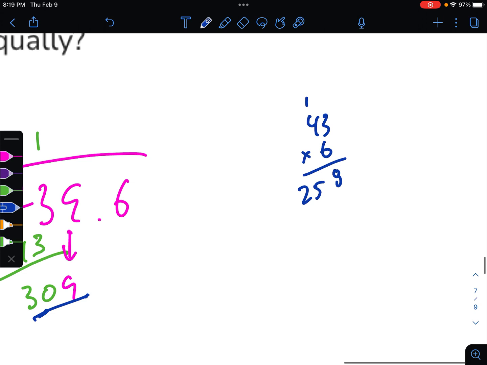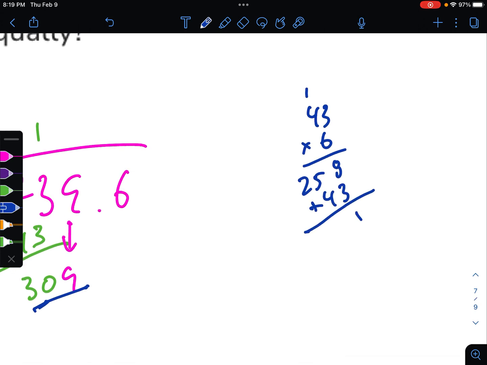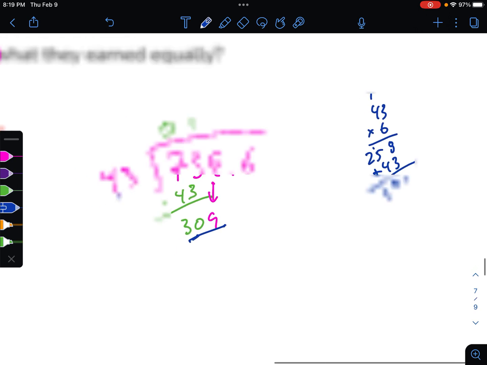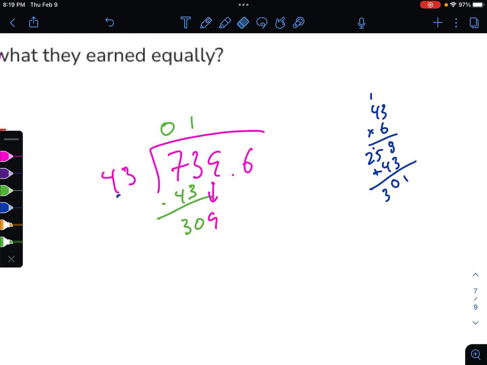309 is where I'm getting up to. I think I can do one more 43. So I'm going to add one more 43 on. And I get a 1. Boom. 301. Yep, that did it. Yes. Okay. So how many was it? Okay, so let me look. It was the 6 and then one more, so 7.